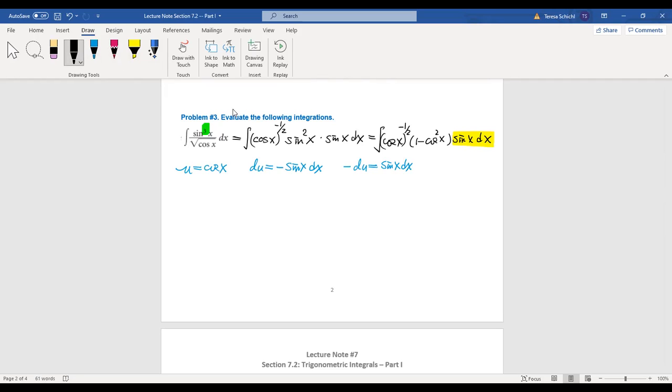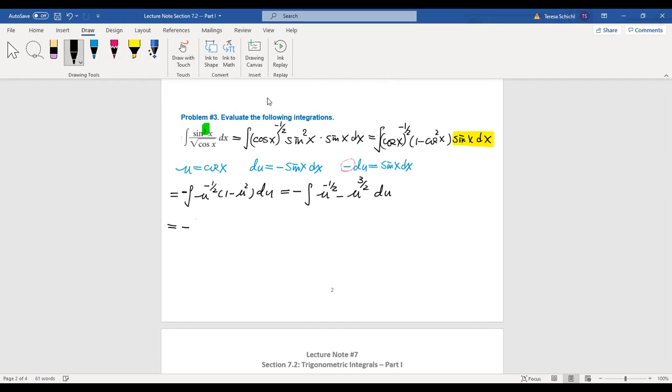Now let's see here. This will be equal to u to the negative 1/2, then 1 minus u squared, du. And don't forget the negative du here. Now the integration becomes pretty straightforward. Let's FOIL this out. So this is u to the negative 1/2, then minus u to the 3/2, du.